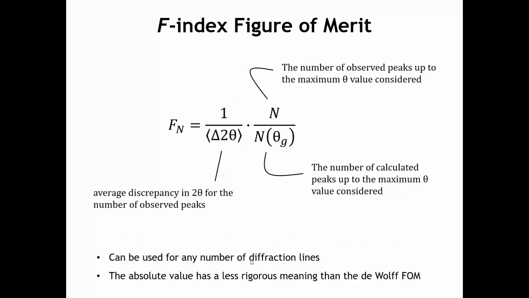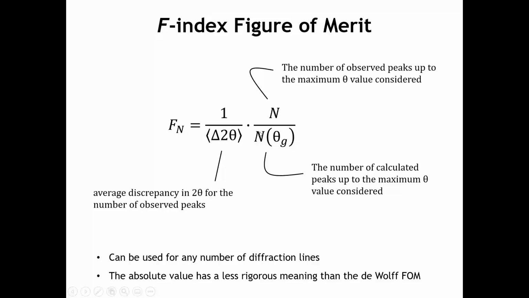Another figure of merit that's sometimes used, which is closely related, is called the F-index figure of merit. It's almost the same, but just with a few details in the numbers we're putting in. Here, we're putting in the number of observed peaks. So you can use any number here. We might put in the first 15 peaks. This, instead of being the average discrepancy in Q, is actually the average discrepancy in the 2 theta value. How far is the calculated 2 theta value from where we see a peak? And of course, the smaller that is, the more accurate the peak positions, the bigger your figure of merit.